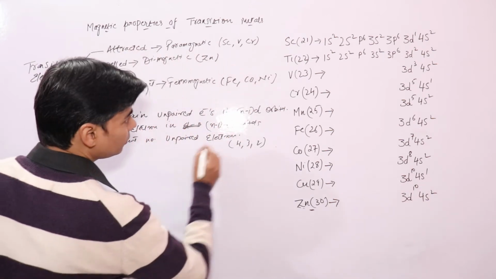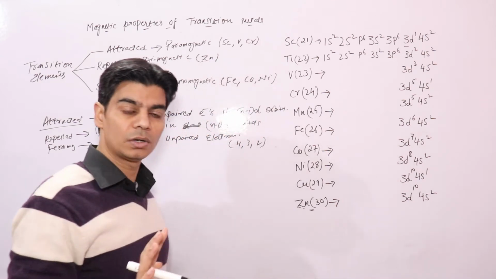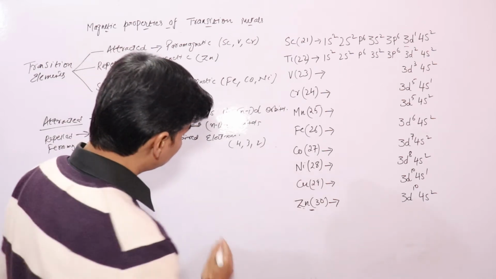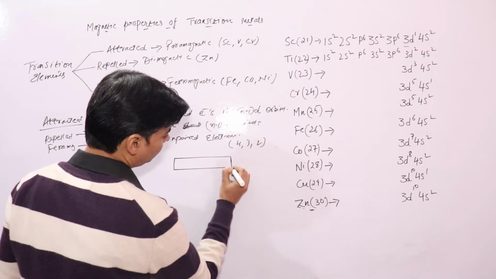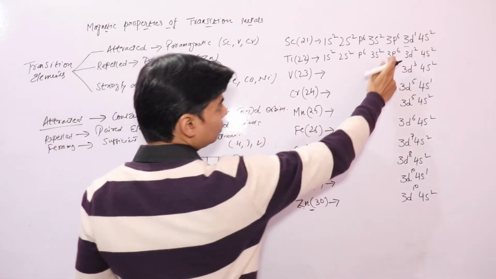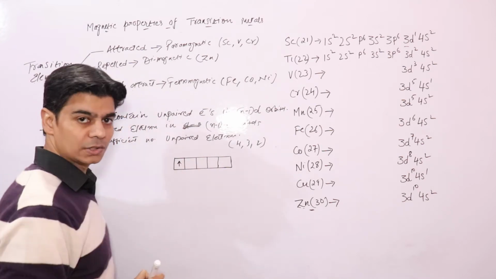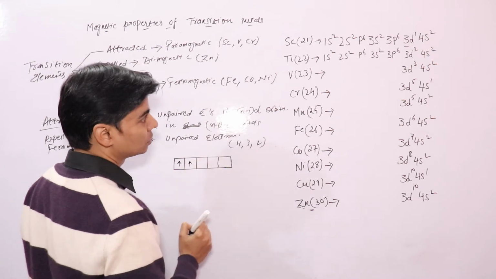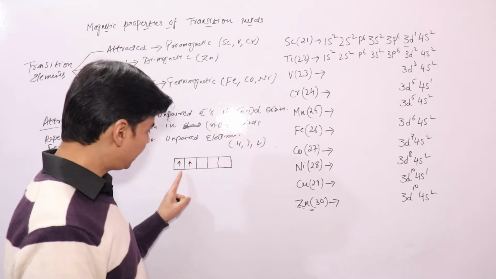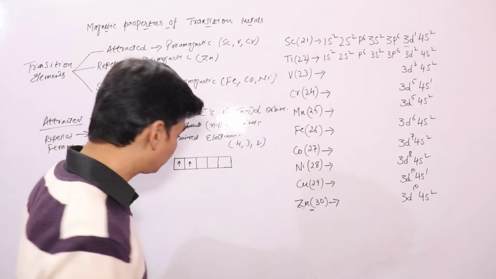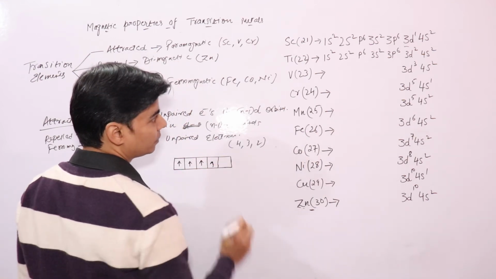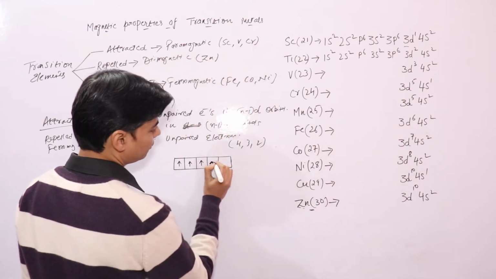Let me just show you. We know that the d subshell has 5 orientations, so you have 5 d orbitals in total. The first element has 1 electron. The second has 2 electrons in the d orbitals. This is how we will fill: first we fill each orbital, then we start pairing the electrons in each orbital. This is how we do electronic configuration. The third has 3. Chromium has 5. Manganese again has 5.